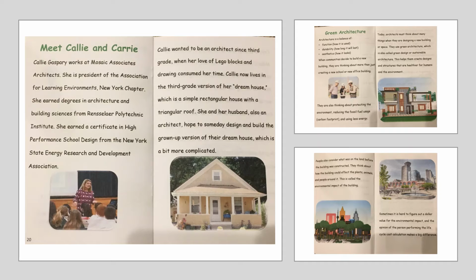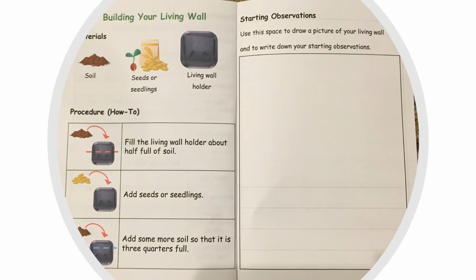Students read about sustainable design and then were introduced to Callie, Carrie, and June, three entrepreneurs who work in the field of architecture and sustainable energy. Now we're at my favorite part of the unit. The wall is alive. This is the part that originally captivated the students. Now it's their turn to design a living wall.